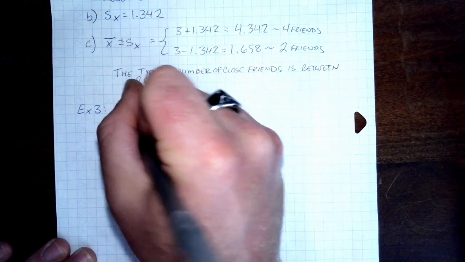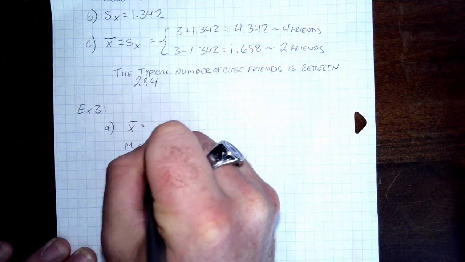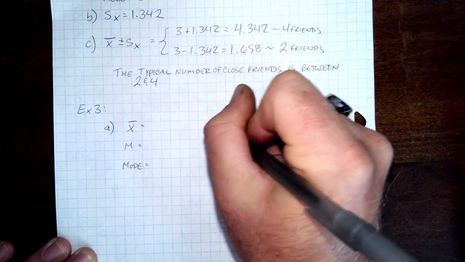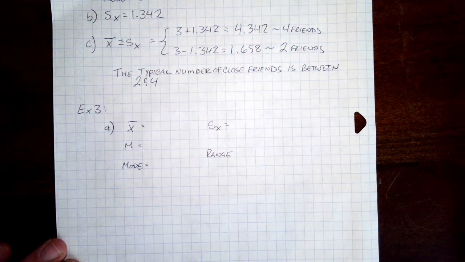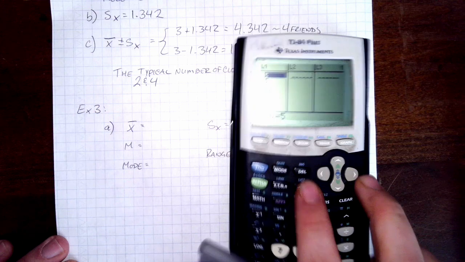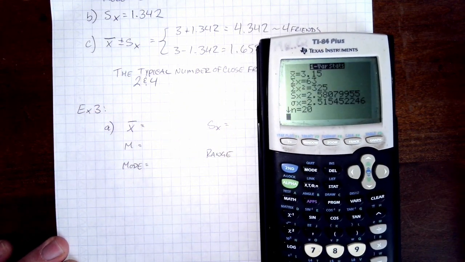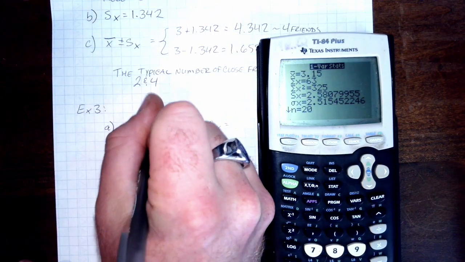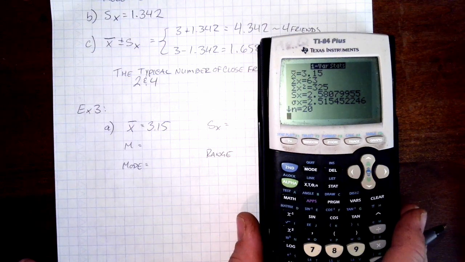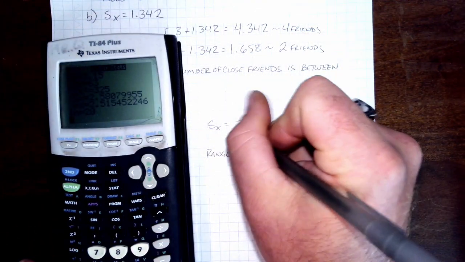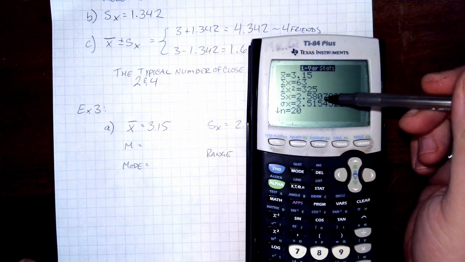We were asked to find the mean, the median, the mode, the standard deviation, and the range. So again, we'll run some one-variable stats here, StatCalc 1. Our mean number of points was 3.15. Our standard deviation was 2.581. Again, the standard deviation is right there.